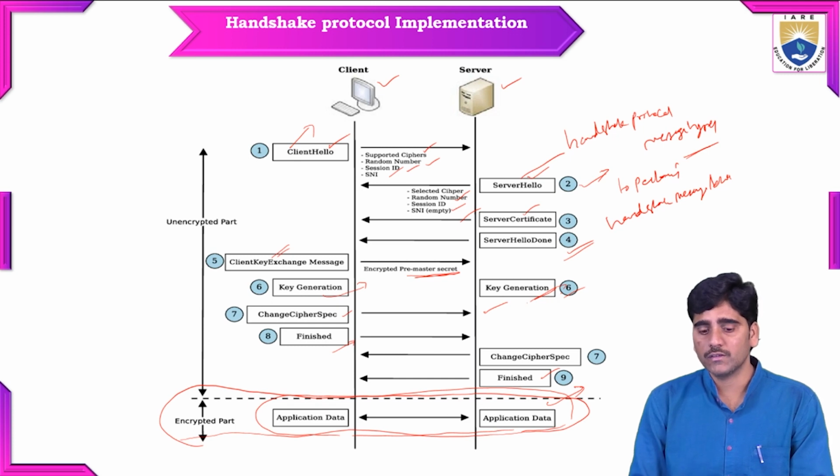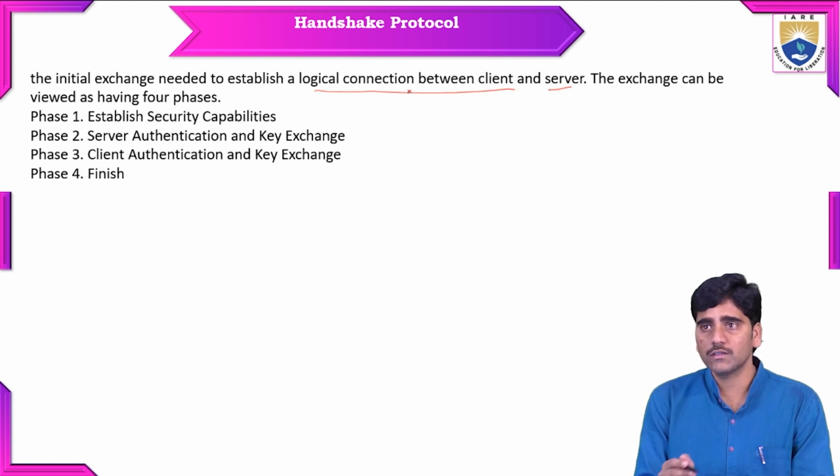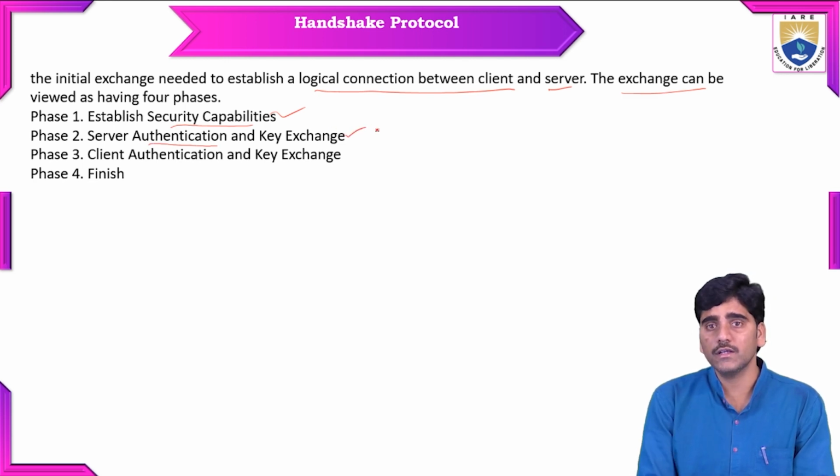So the way they are establishing the phases with the handshake protocol message types, they are performing handshake protocol operations. So we'll see here the phases of the initial exchange needed to establish a logical connection between both the client and the server. The exchange can be viewed as four phases. The first one is establishing security capabilities. And the second one is server authentication and key exchange.